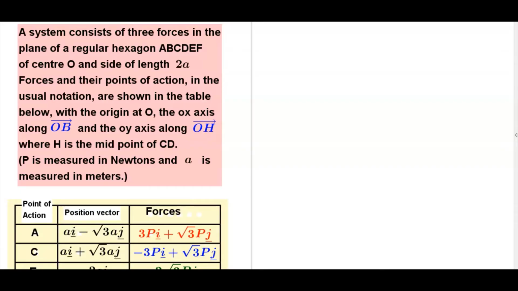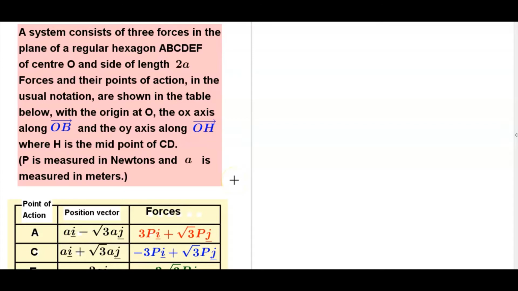This is the 2019 August past paper, Question, Combined Maths 2. A system consists of three forces in the plane of a regular hexagon ABCDEF of center O and side of length 2a. Forces and their points of action in the usual notation are shown in the table below with the origin O.